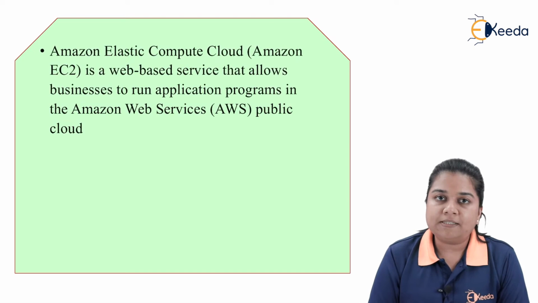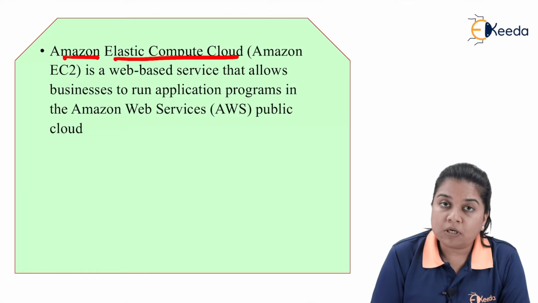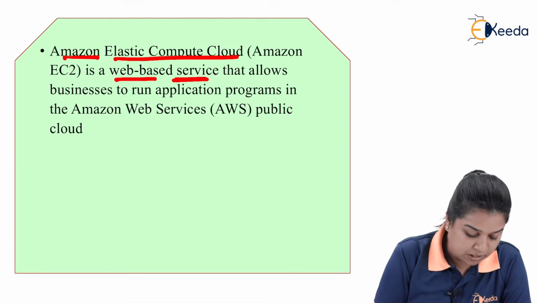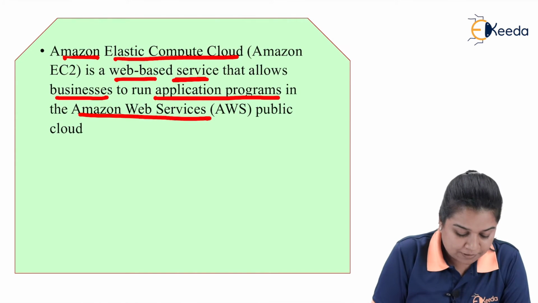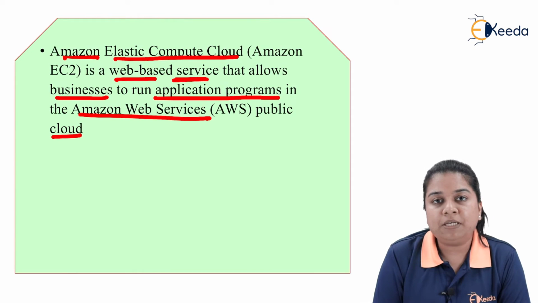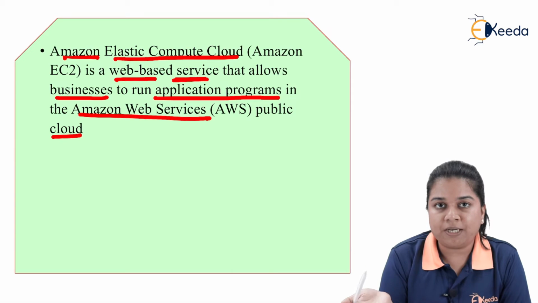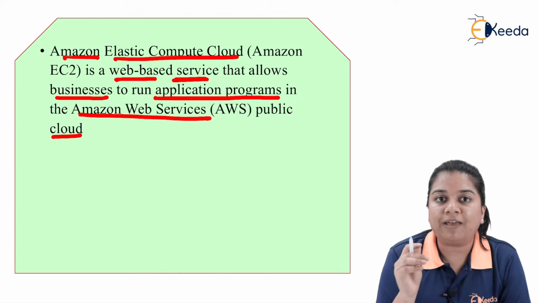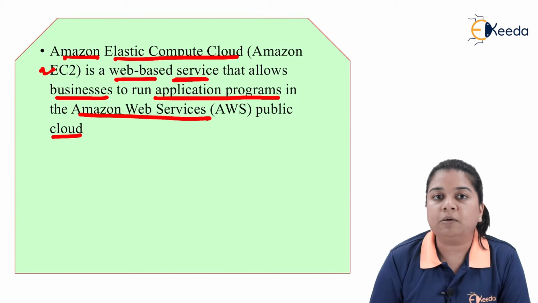Elastic Compute Cloud. What Elastic Compute Cloud or EC2 is? Amazon Elastic Compute Cloud or Amazon EC2 is a web-based service that allows businesses to run application programs in the Amazon Web Services public cloud. That means Amazon Web Services provides a public cloud to the user or the enterprises. So, to run their application programs in the public cloud of Amazon Web Services, this is provided by this Elastic Compute Cloud.